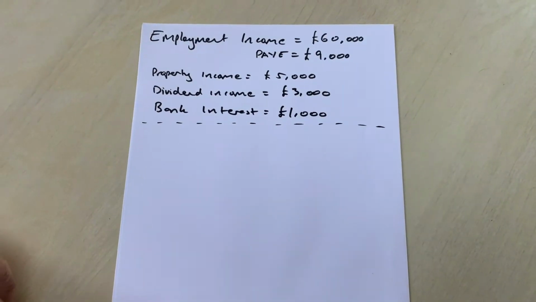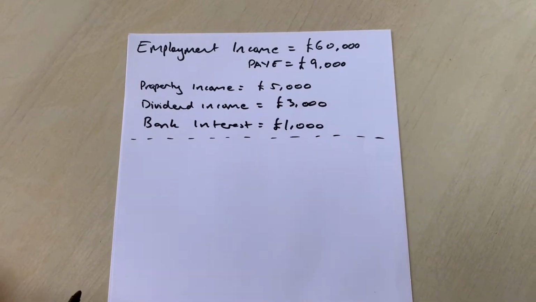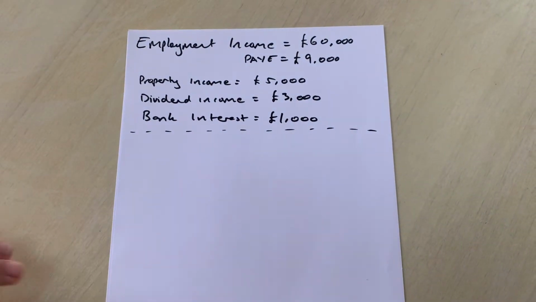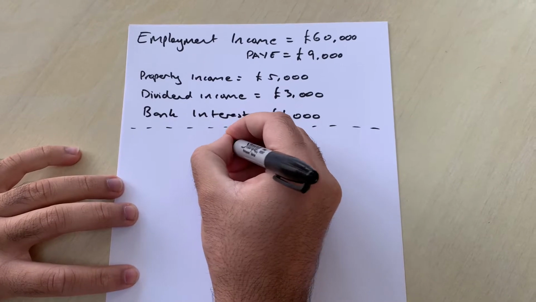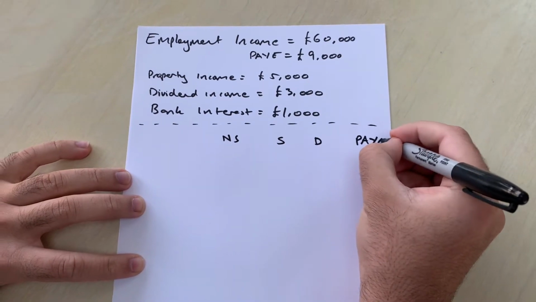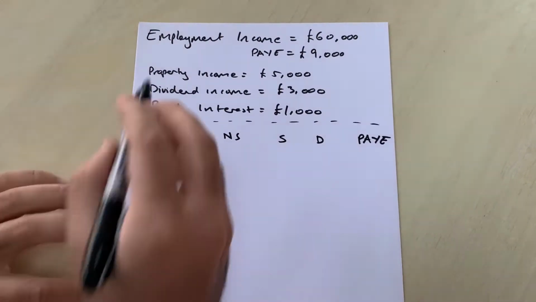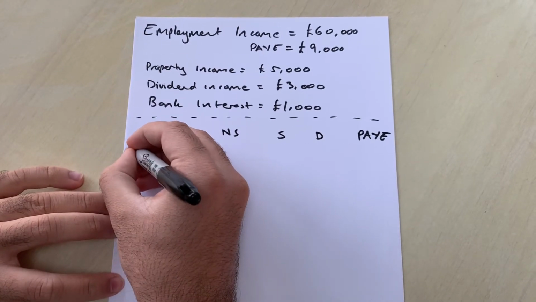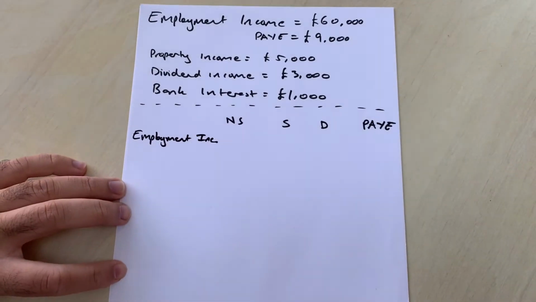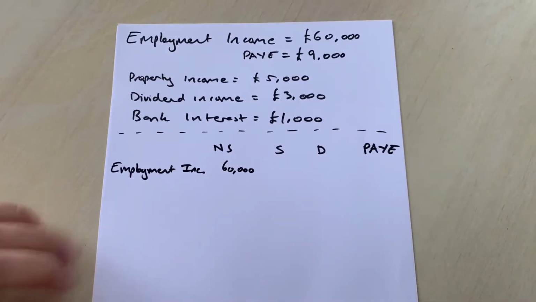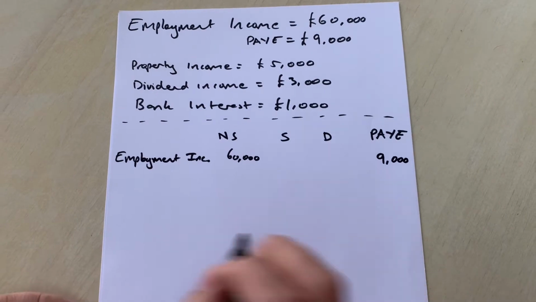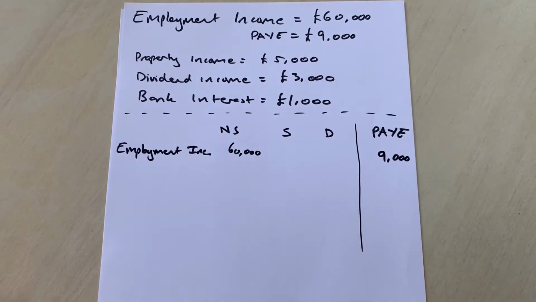Right, so the best way to tackle this sort of situation is using an income tax pro forma. As you saw in my first video on income tax, I used the headings of non-savings, savings and dividend, and now we're also going to add pay as you earn on the side as well. So let's see, employment income, 60,000. Pay as you earn on that employee income is 9,000. So we'll just put that in there, and we'll just draw a line to separate that for us.